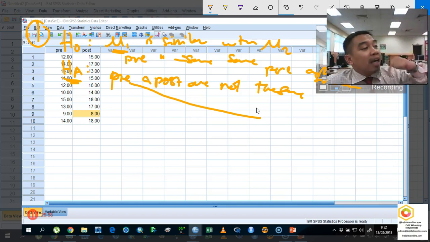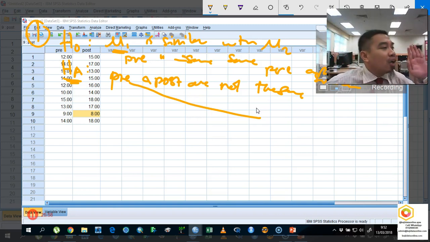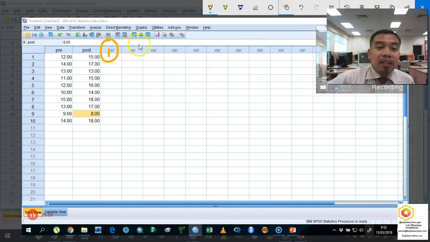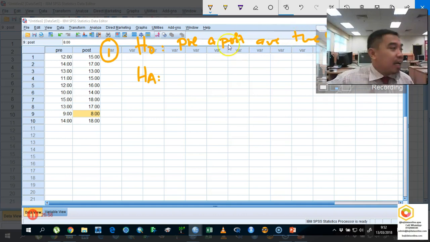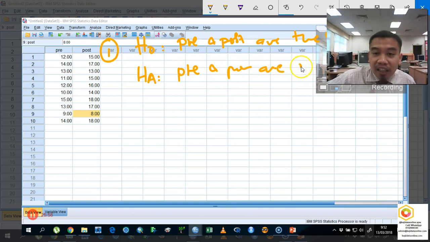Betul tak? It depends on you as a researcher what kind of alternative hypothesis that you want to use. It's all up to you. Okay? That is the first step. Understand or not? You want me to make a repetition? Okay, the first step is your null and alternative hypothesis. So your null hypothesis will be pre and post measurements are the same. If my English is not so good, sorry, okay? If we proceed with the alternative one, we say that pre and post are not the same. Not the same means that there are some differences lah, faham tak?